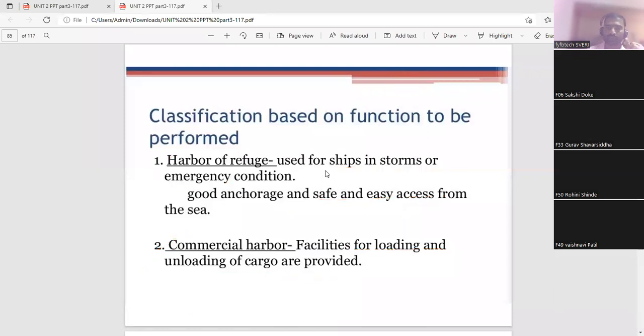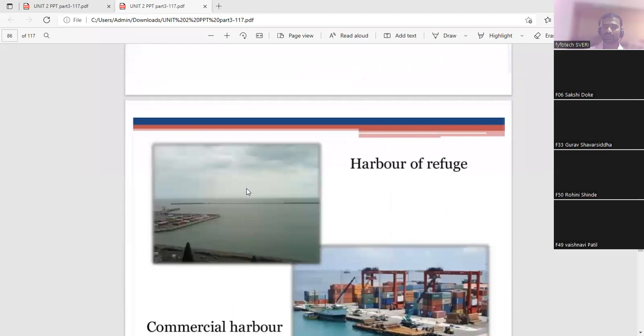In your multiple choice questions, they may ask which one is not a classification of harbor based on function. You should know the classifications based on function. The first one is harbor of refuge, the second one is commercial harbor.